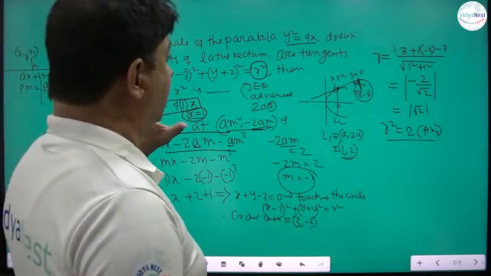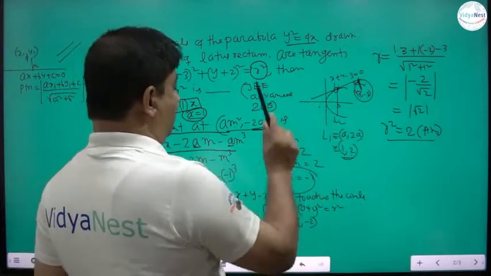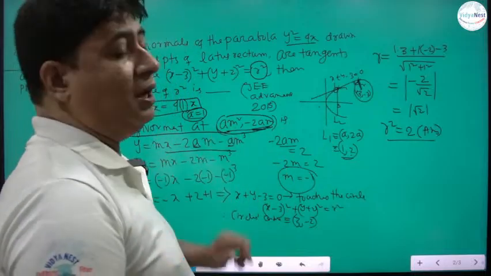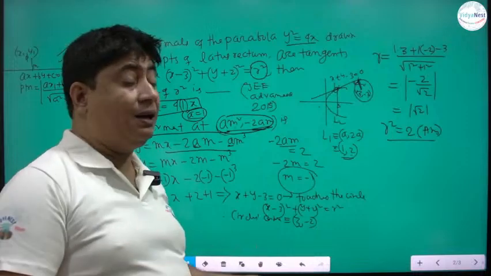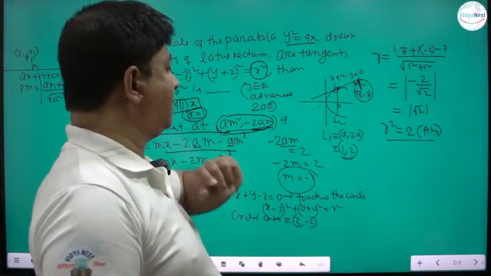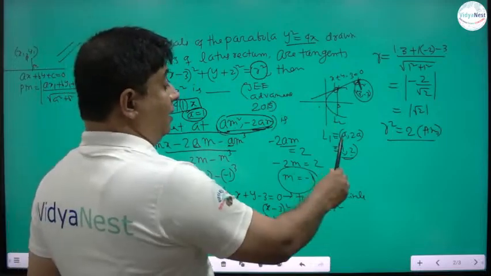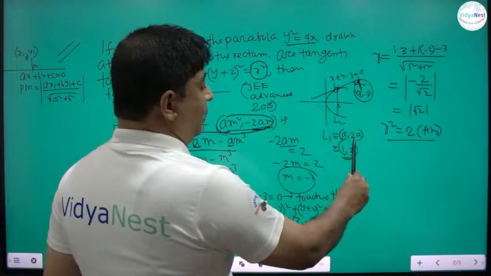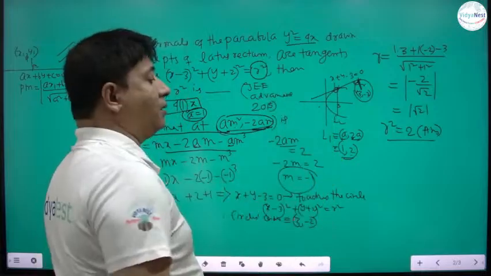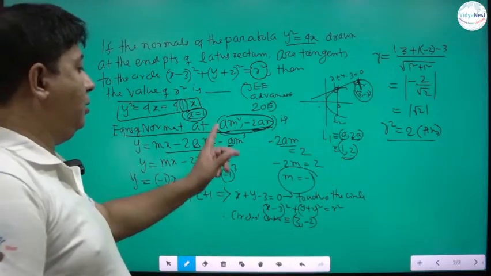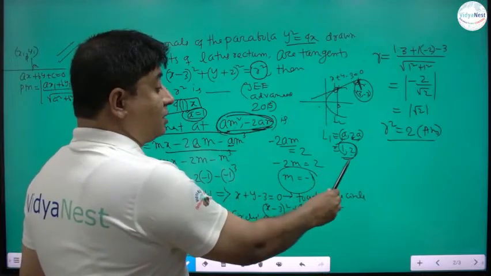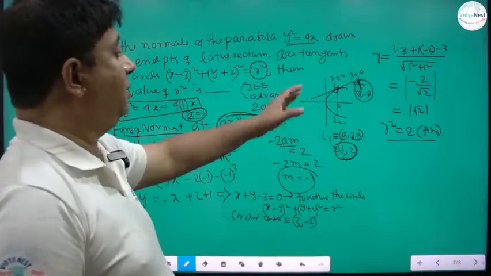Now this normal is drawn where? Here I have let the point be (m square, minus 2m). You can ask me why you are letting. It is given at the end point of the latus rectum. So latus rectum end point, one end point is (a, 2a). A is 1, so (1, 2). So this must be (1, minus 2). So I had laid the point like this. I have got the same point by derivation.